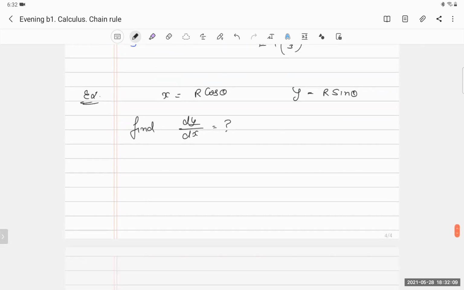Yes. So see, first I will say what? dx by d theta will become minus r sin theta. I differentiated the function with respect to theta. Then I will calculate dy by d theta. It will become r cos theta. Now I have to calculate dy by dx. So I have to divide this, so it will become minus cot theta.